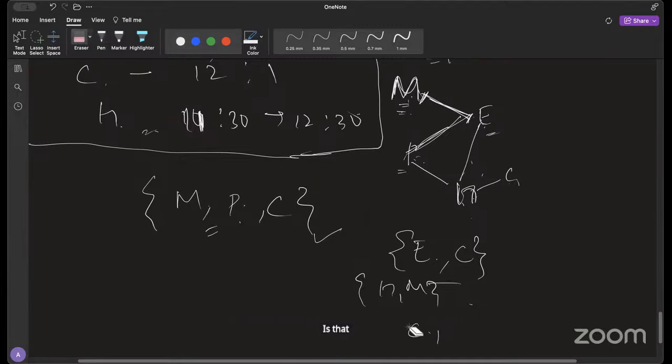Is that okay? So it's like inversely connected. If you start with the maximum, you'll get the minimum ones, and if you start with the minimum ones, you get the maximum numbers.